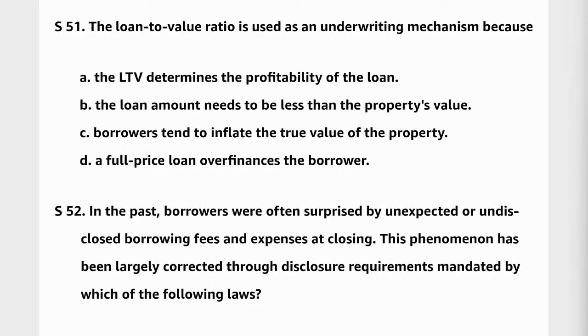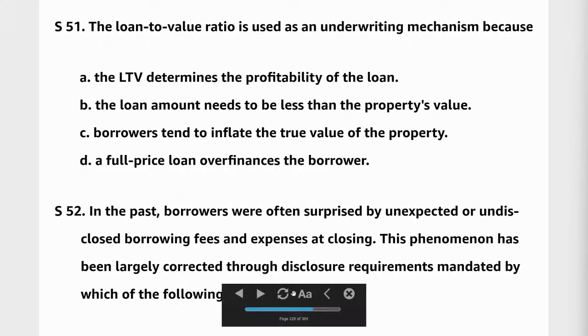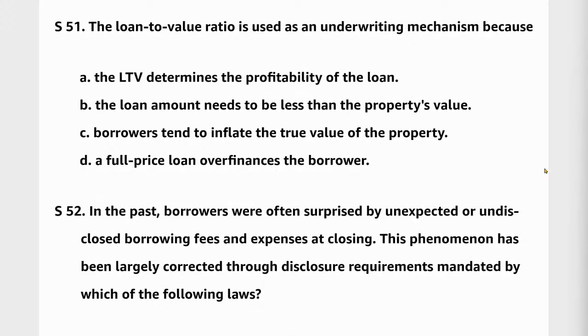So what would the answer be here? See, I've got B. Yes, B. The loan amount needs to be less than the property's value. So if the property is selling for $500,000, the loan amount is going to be maybe $450,000 or 10% less. So a 90% loan. So 100% is 500,000. Okay, 90% would be what? 450,000, right?